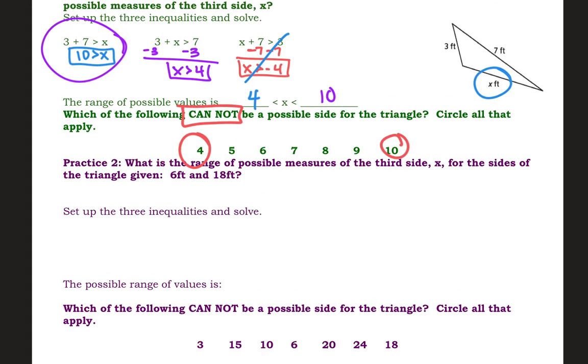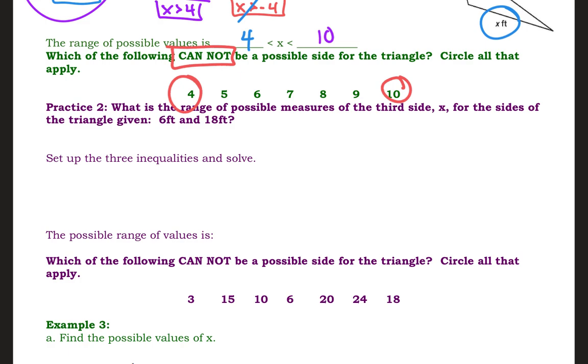All right, so I'm going to have you guys do the same thing with practice 2. You're going to set up all 3, solve all 3, and then from there, decide your range. So I'm going to tell you now, your range is going to look just like it did above. You're going to have x in the middle, a minimum, and a maximum.